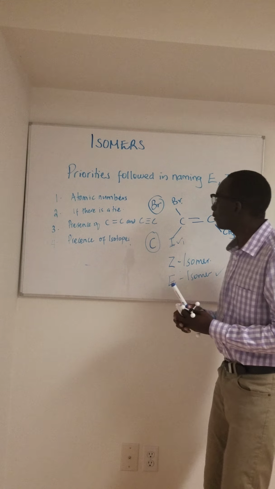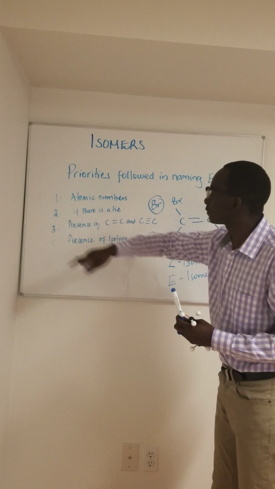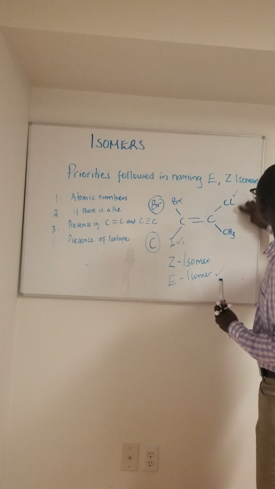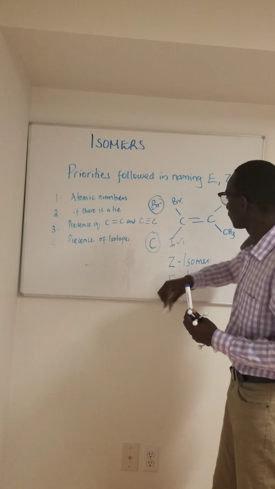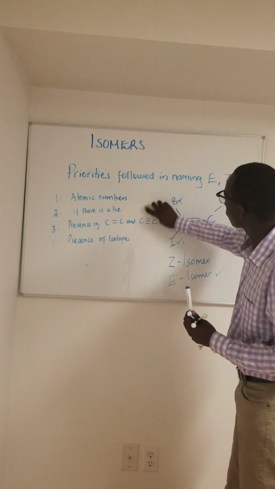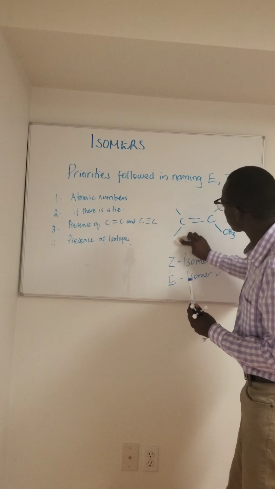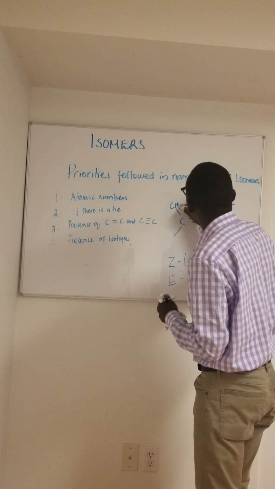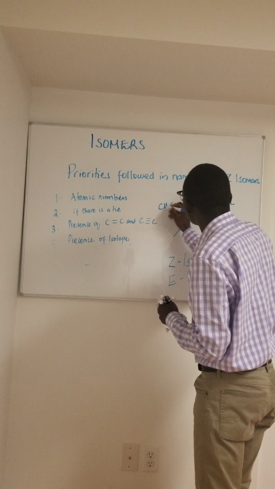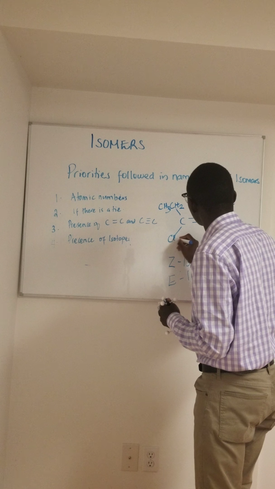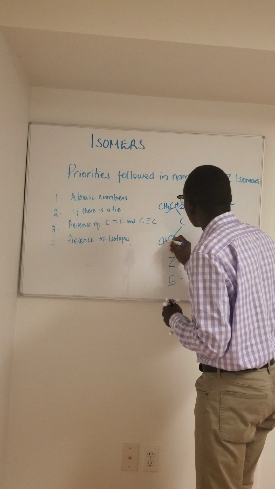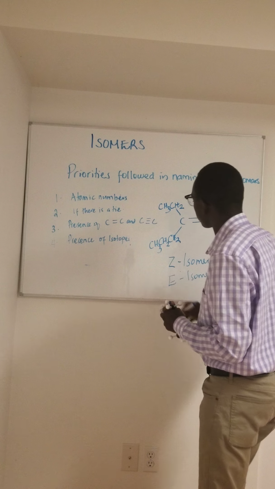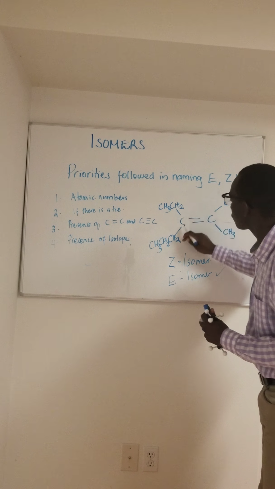Now, if we step down to the second priority that we follow, what if we get a tie? How do we solve it? For example, if I change this to a carbon CH2 and CH3 here, and CH2 to CH3. Now, what if we have a tie?